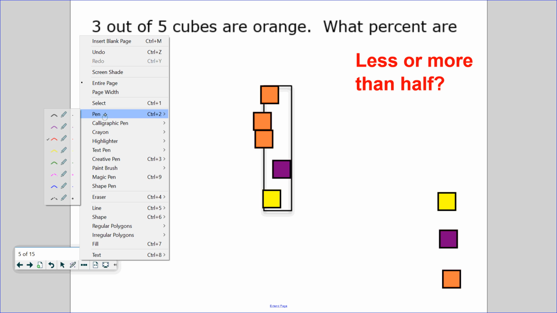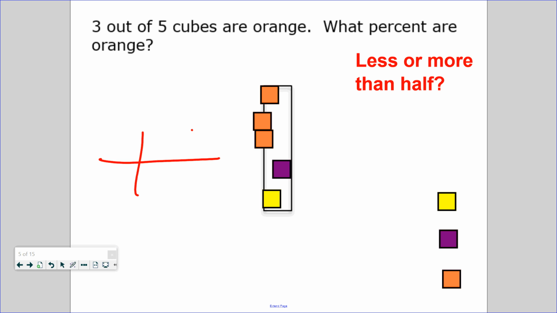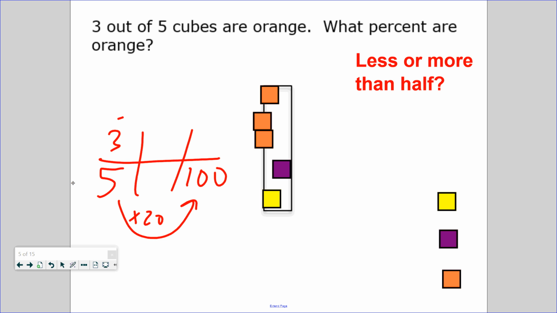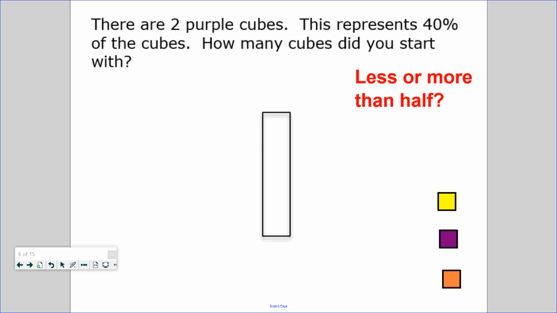So I'm going to make a table for this. So 3 out of 5. What percent are orange? How do you build this to a percent? Times 20. Remember, this represents the total. The total number of cubes is 5. So how do you build it to 100%? Times 20. So 60 out of 100, or 60%. So more than half of it are orange. There are 2 purple.